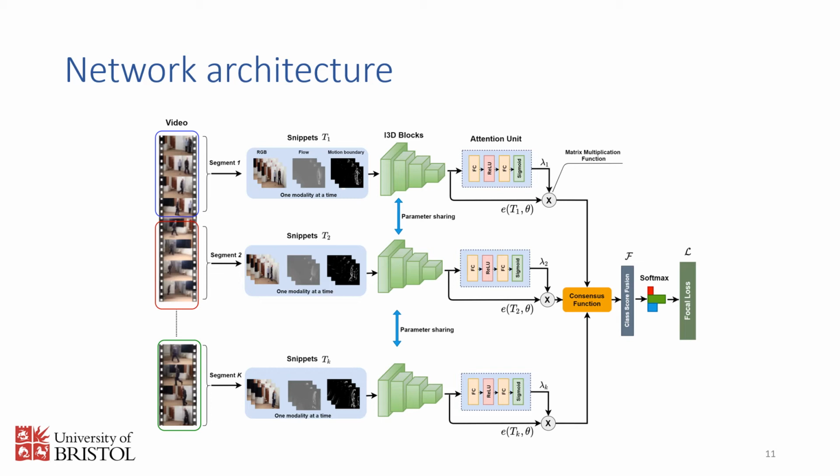This unit consists of two fully connected layers followed by a ReLU activation function and a sigmoid function to generate attention weights between 0 and 1 for each video snippet. So, by this technique, we weight each feature vector by its corresponding attention weight before being forwarded to the consensus function. Finally, we use a softmax layer to output class score predictions. Please note that at every training and testing process, the network takes one input modality amongst RGB, optical flow, and motion boundaries. So we only processed one modality at a time.